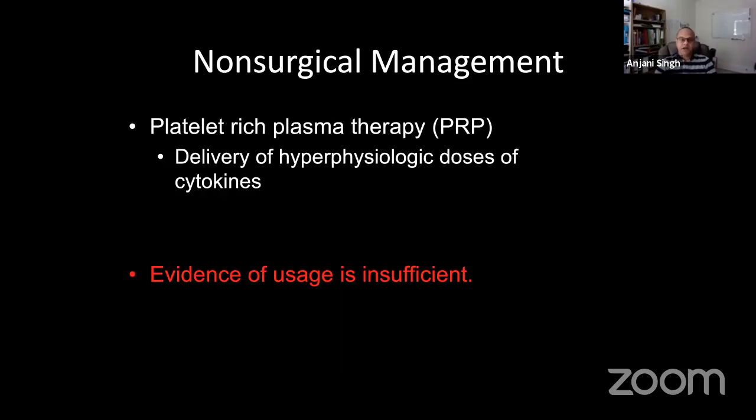So platelet-rich plasma therapy, that is PRP, has been popularized, and it's been said that the Buffy coat, which forms after the centrifuge of the blood, actually contains quite a lot of growth factors, and the theory is that that helps in the repair phase of the tendon. But again, this has not been proven, and the evidence does not support this.